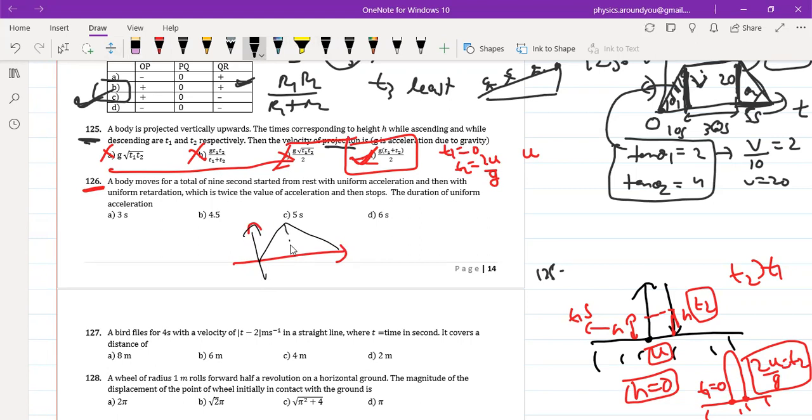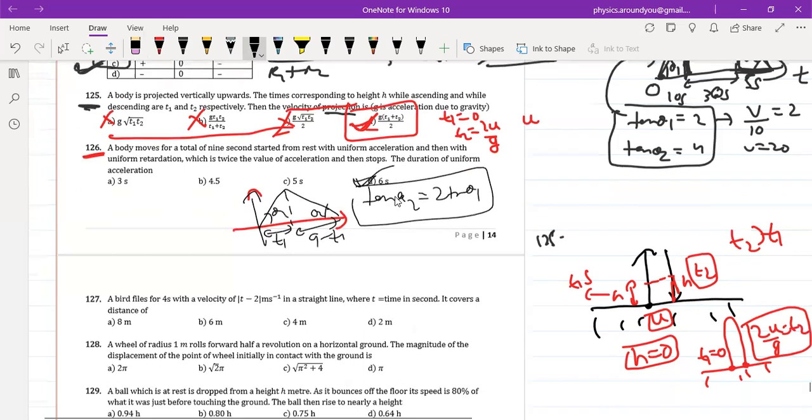This one. So they're asking the value of T1 at which it accelerates. This should be 9 minus T1. Theta 1 and theta 2 is given. Tan theta 2 is actually 2 times tan theta 1. So we have just done this some time back. The answer should be 6 seconds. The same values. It is not even different.